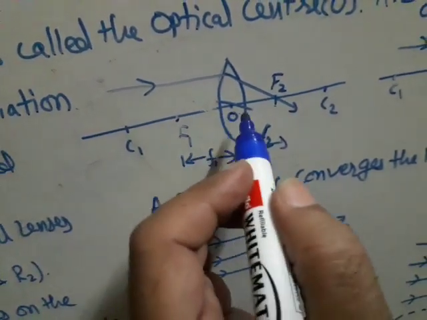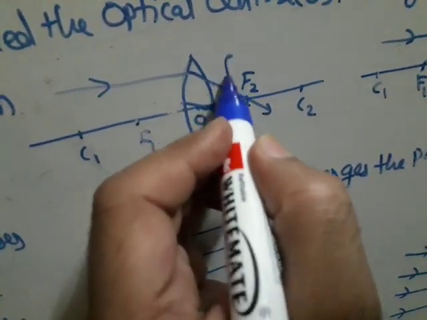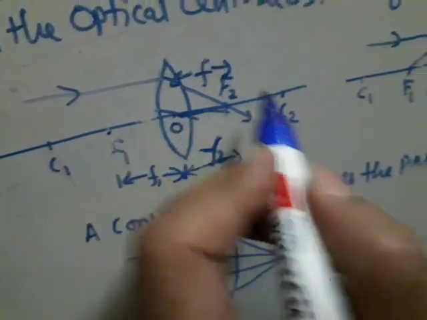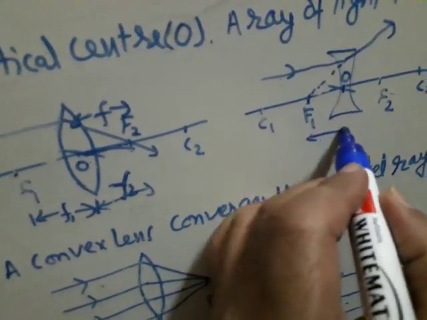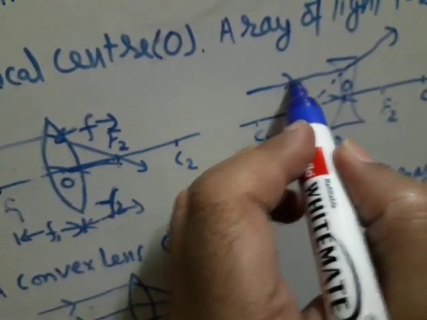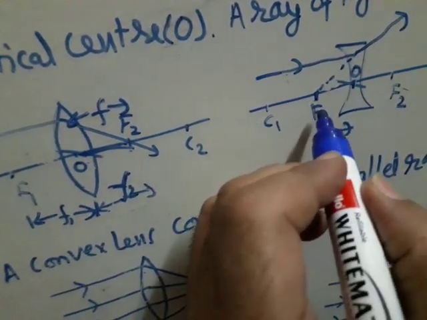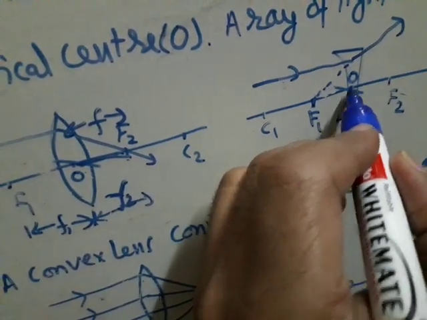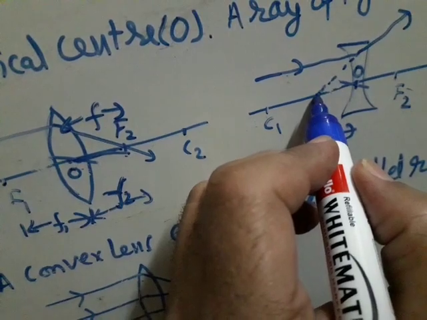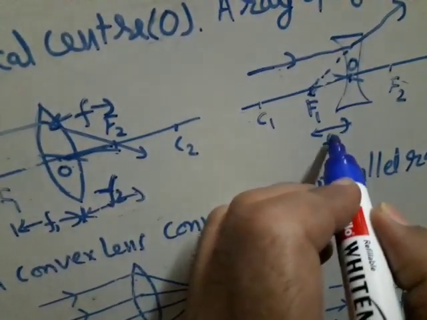So for a convex lens, we take this side's focal length simply as f, right? And for a concave lens, we take the focal length on this side only, because the ray after refraction diverges, so it appears to come from the principal focus. So the focal length is measured from the optical center to the principal focus, so it is taken on the left side as the principal focus. Okay, thank you.